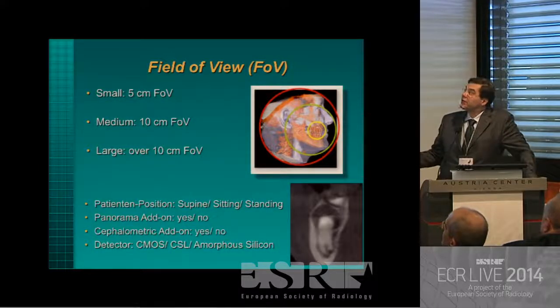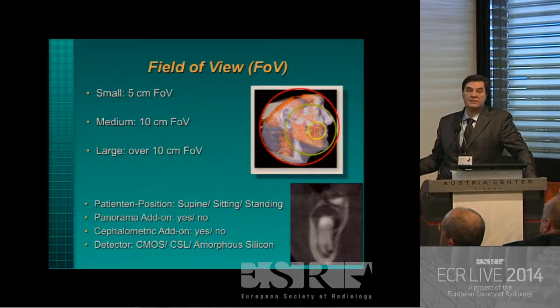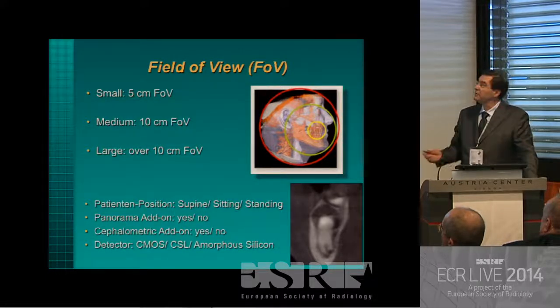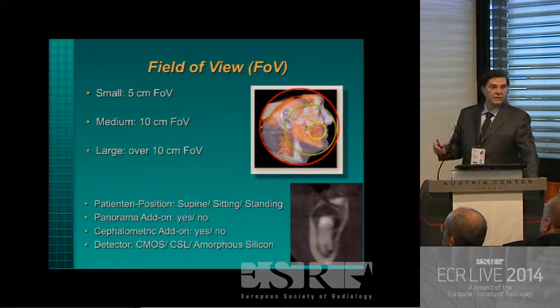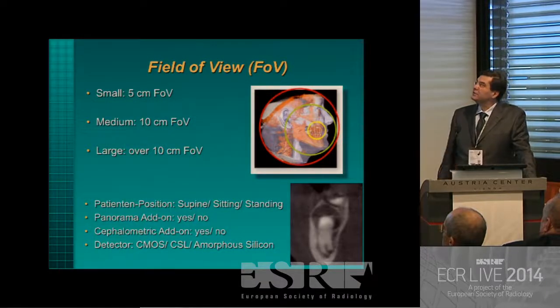Generally, there are 3 types. If you talk 5 centimeters or less field of view, it's a small field device. Medium field is around 10 centimeters. These were the images which we have seen until now. And then large field, 10 centimeters or larger, where you can get most of the facial skeleton. Patients, as I said, have multiple position possibilities.